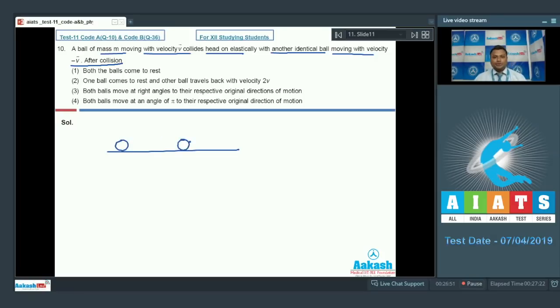let us try to understand the question from the simple diagram. This is A, this is B. So both are identical, and the speed they have, this is vector v, then this will be minus of vector v. After collision, what will happen? Their velocities will be exchanged. It means the first one will get the velocity of the second one, that is minus v. On the other hand, the second one will get the velocity of the first one, vector v.